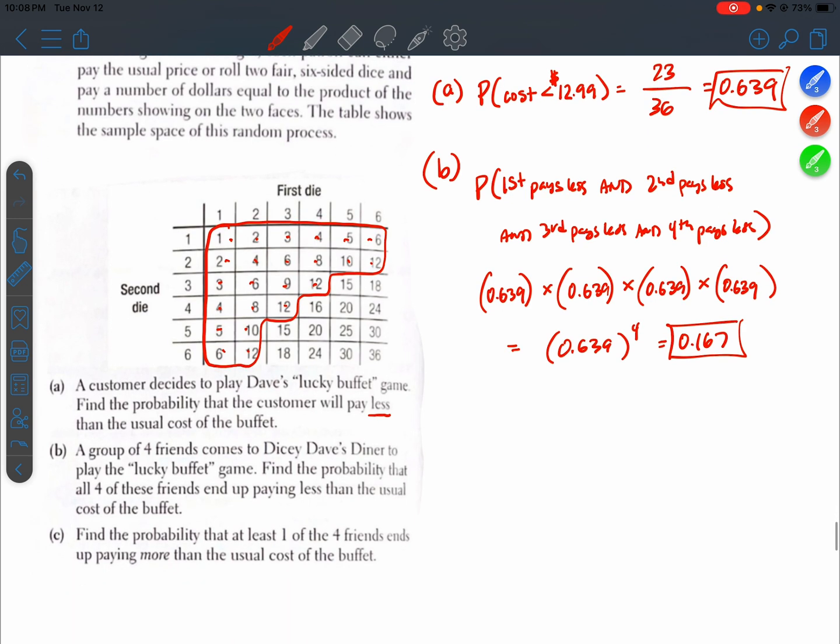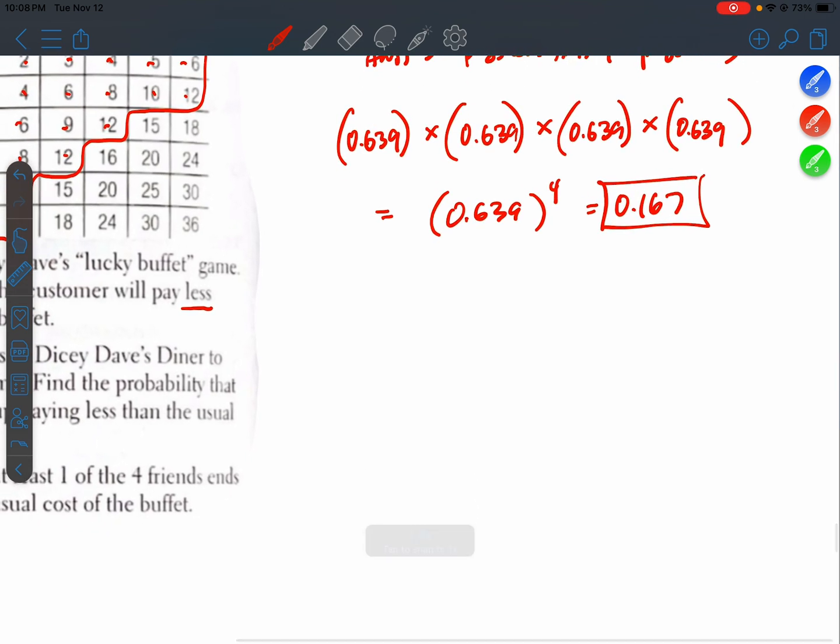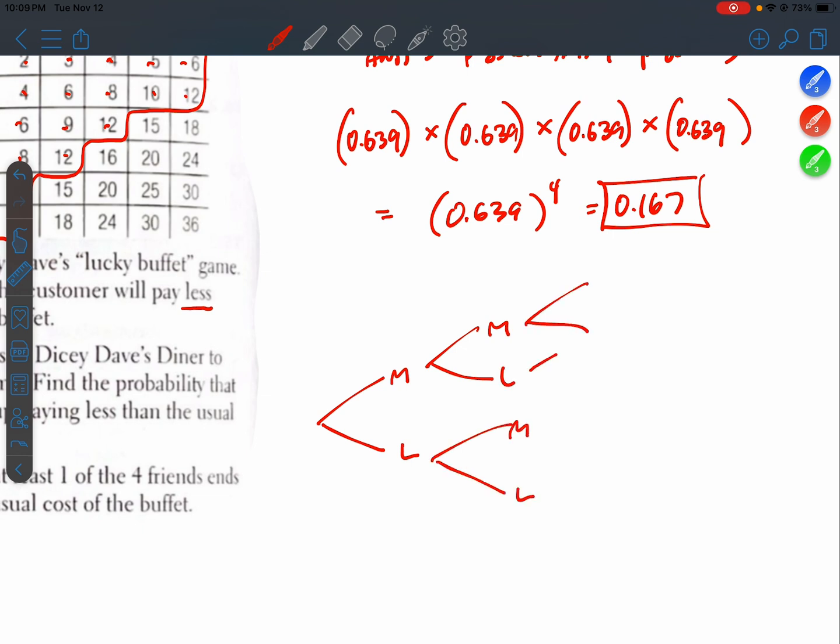All right, you could also do that problem by thinking about a tree diagram. So the first friend pays more or pays less. The second friend pays more or less. The third friend pays more or less, and the fourth friend, right? You get the idea, pays more or less.